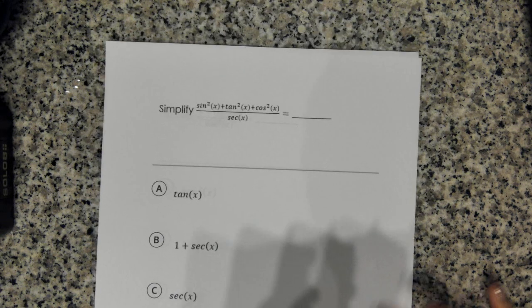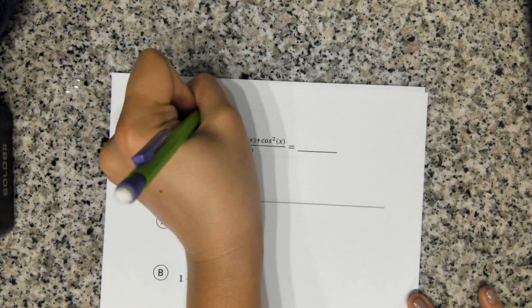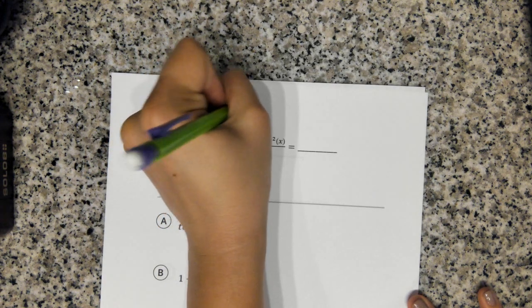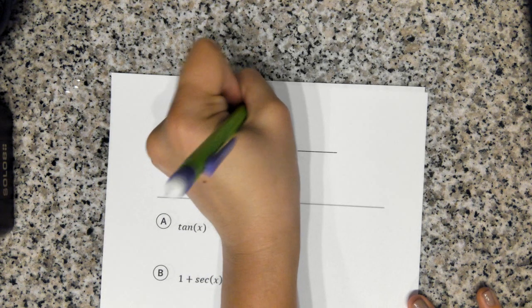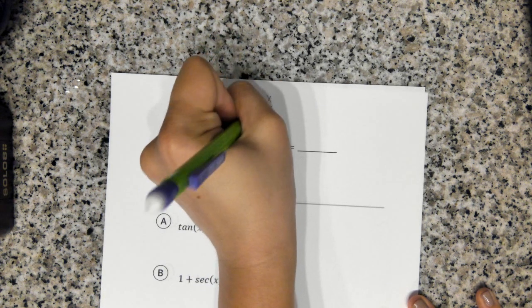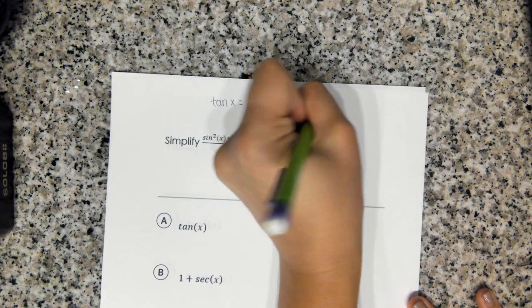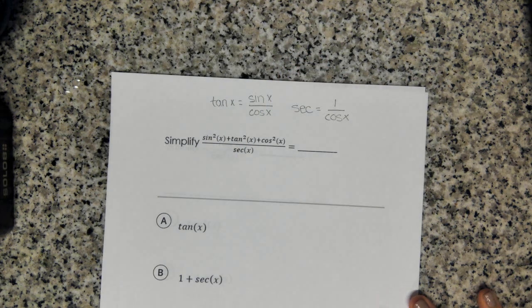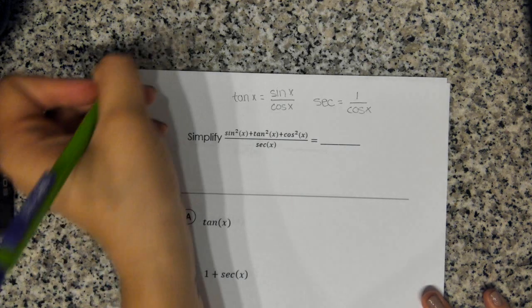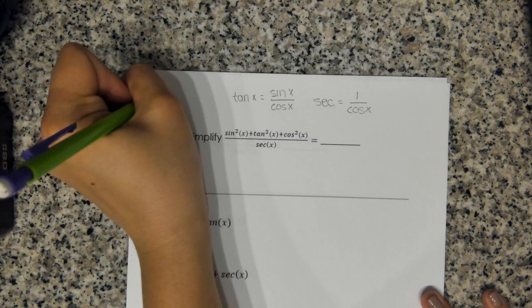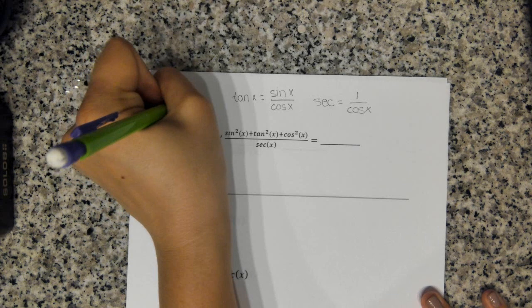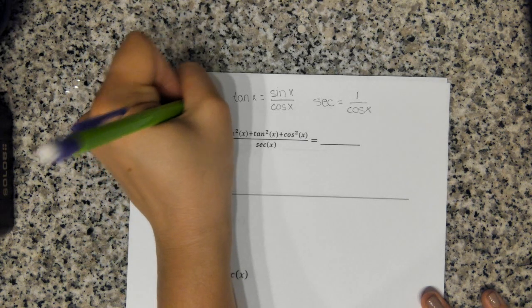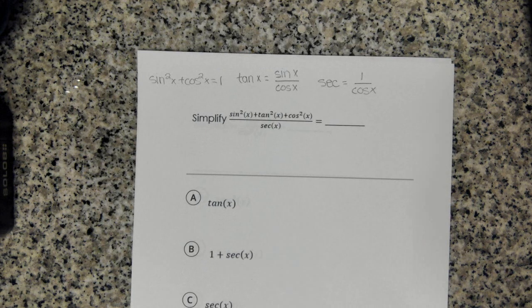So for this one, what we need to know is that tangent of x is equal to sine of x over cosine of x. Secant is equal to 1 over cosine. And remember from the Pythagorean identity, sine squared of x plus cosine squared of x equals 1. So those are some identities we kind of need to know, and we're going to substitute them throughout.